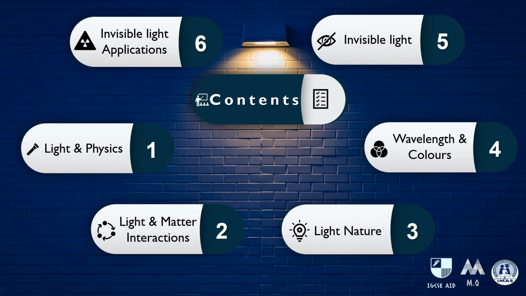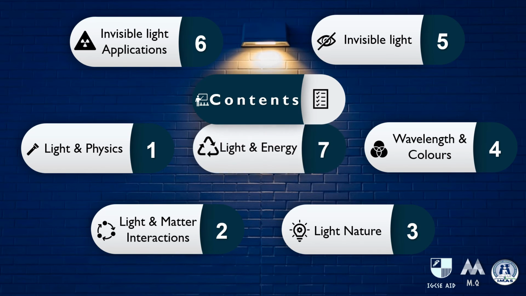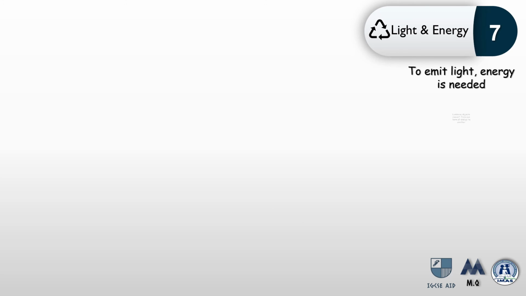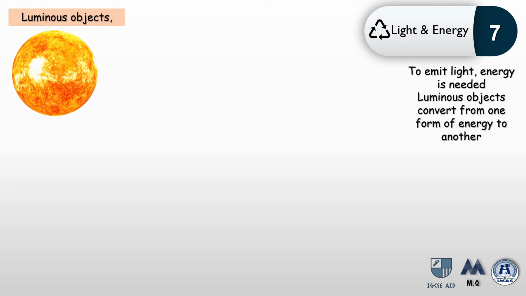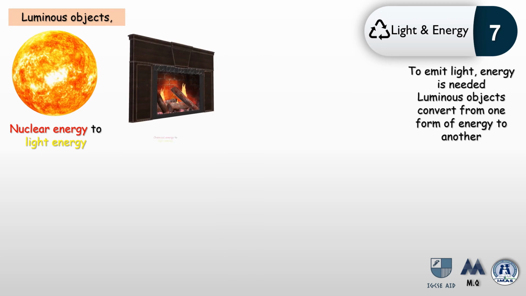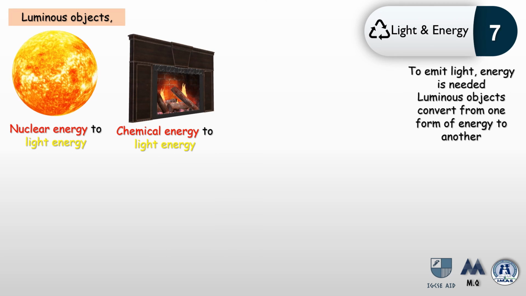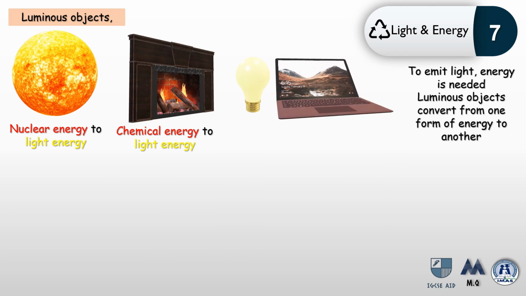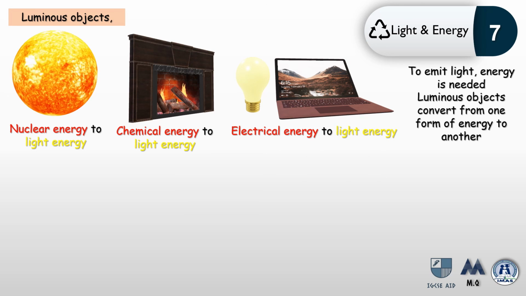The last thing in this lesson is to look at the relation between light and energy. To emit light, energy is needed. Luminous objects convert from one form of energy to another. For example, the sun converts from nuclear energy to light energy. A fire converts from chemical energy to light energy. A bulb or a laptop, any screen basically, converts from electrical energy to light energy. You need energy to generate light.